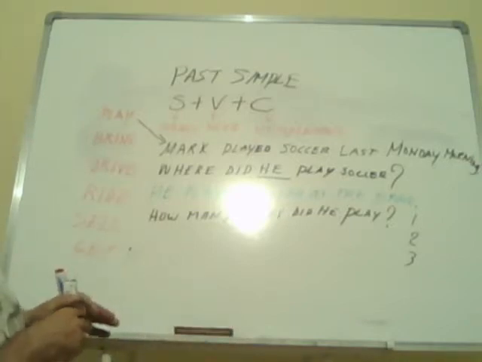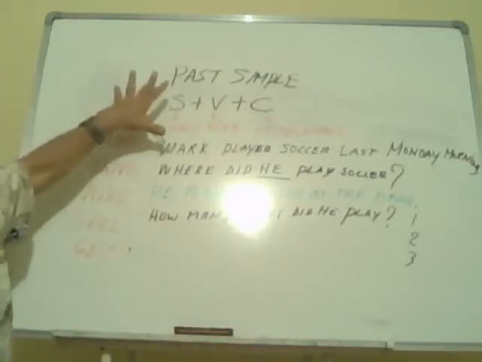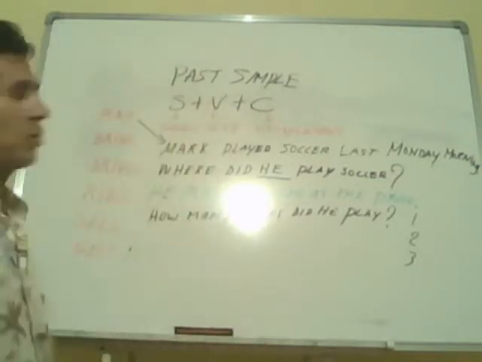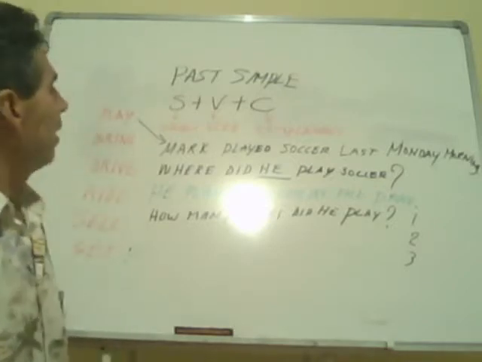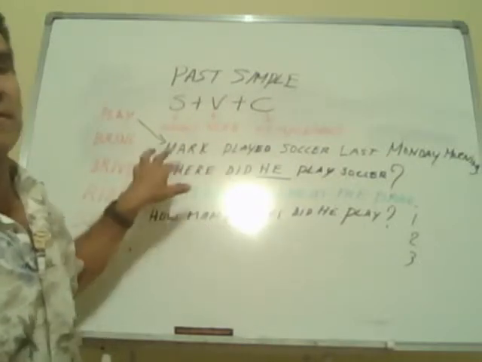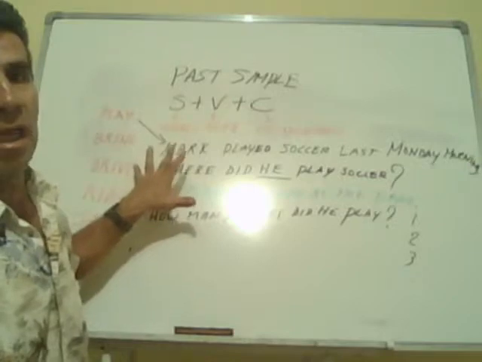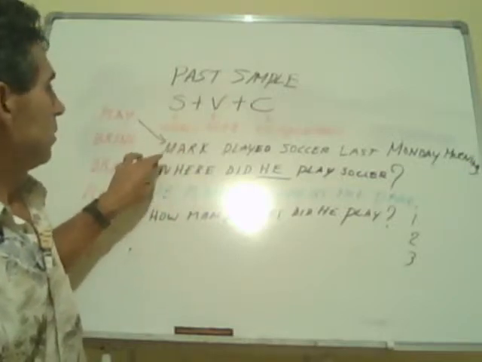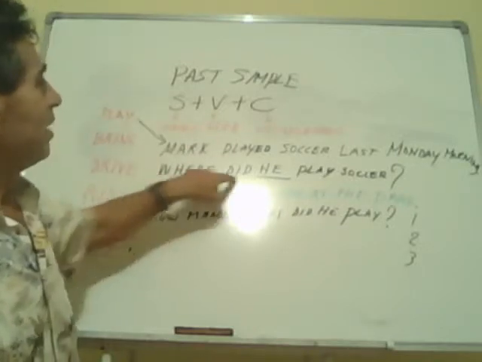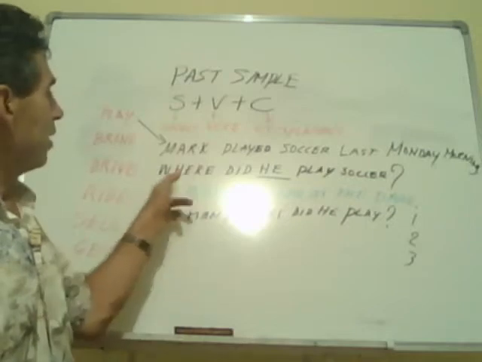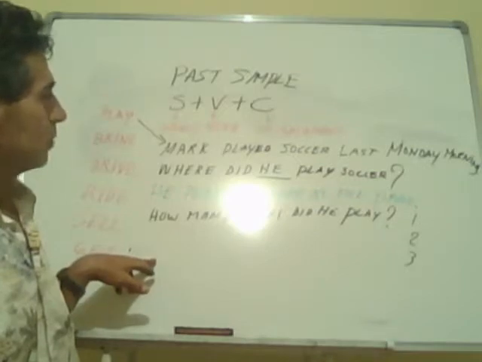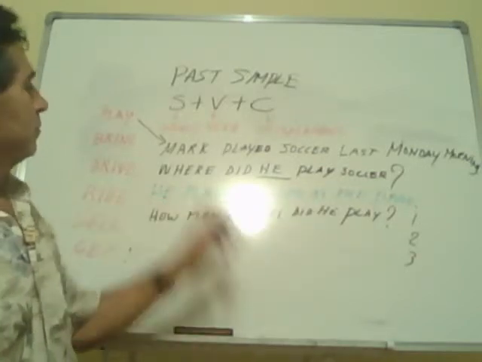Let me just go all over again right here. Mark played, repeat after me. Now, you guys that are watching, it's important to really work on your pronunciation. Mark played soccer last Monday morning. Repeat after me. Mark played soccer last Monday morning. You want to get more information about where he played soccer? You ask a question. Where did he play soccer? Repeat after me. Where did he play soccer? Answer. He played soccer at the park. Okay? How many hours did he play?